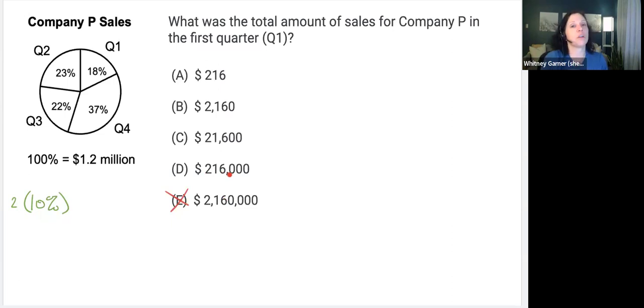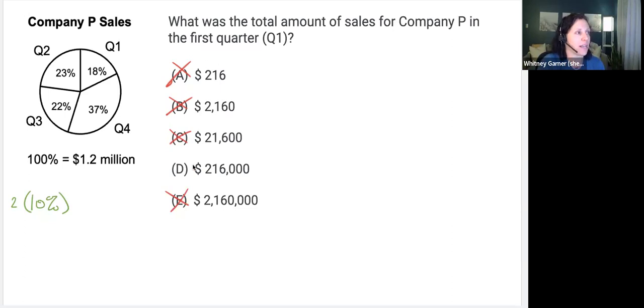Alternatively, I could say 10% of $1 million is moving the decimal point one space, so it's $100,000. 20% would be about $200,000. It's definitely going to be more than $200,000 or $2,000, and we can probably tell it's more than C as well. So we can use estimation on the answer choices themselves.